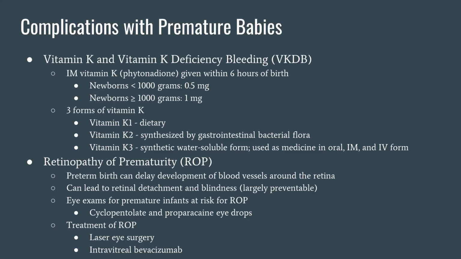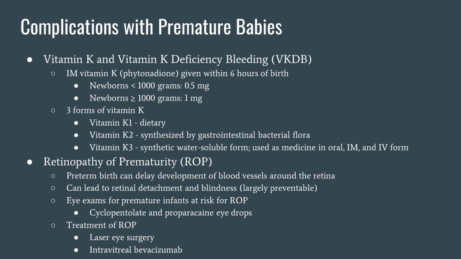There are 3 different types of vitamin K. Vitamin K1 is dietary, so it's going to come from the diet. Vitamin K2 is synthesized by GI bacterial flora. And vitamin K3 is a synthetic water-soluble form that's given as medicine. It's important to note that newborns have almost undetectable vitamin K levels when they're born because vitamin K doesn't cross the placenta, and babies don't have the bacterial flora in their GI tract to be able to synthesize their own, so we have to give it externally.